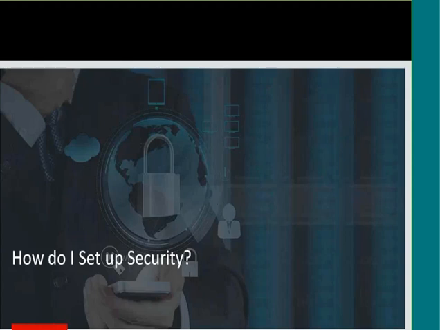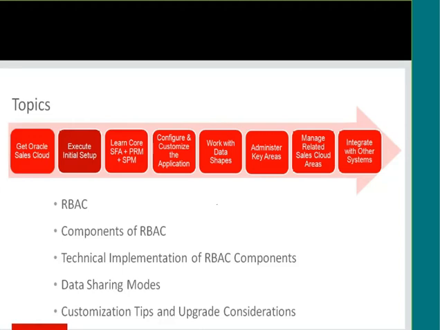So, in this part of the session, we'll talk about several components in the security model which Sales Cloud implements, and this is what we'll see. We'll talk about role-based access control model, which is RBAC, and we'll talk about several components which are part of the RBAC model, and then we'll see some technical details because you need to understand what is the out-of-box behavior or what is the out-of-box visibility for any object in Oracle Sales Cloud, right?